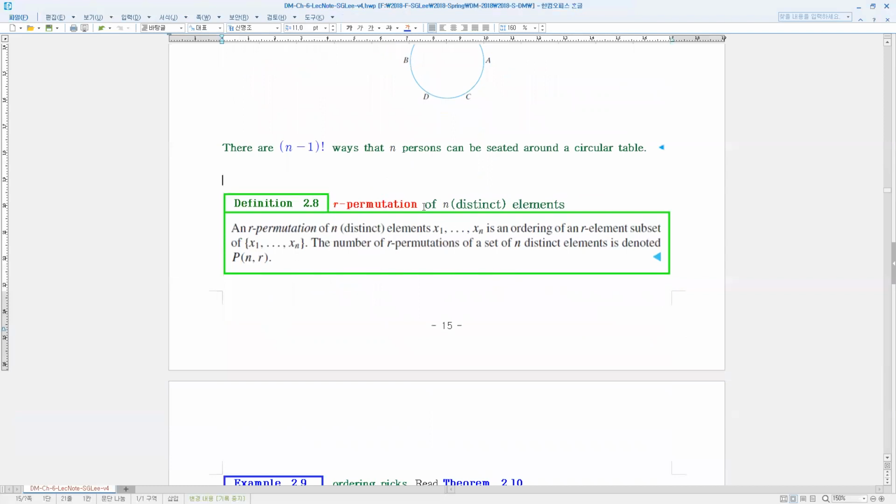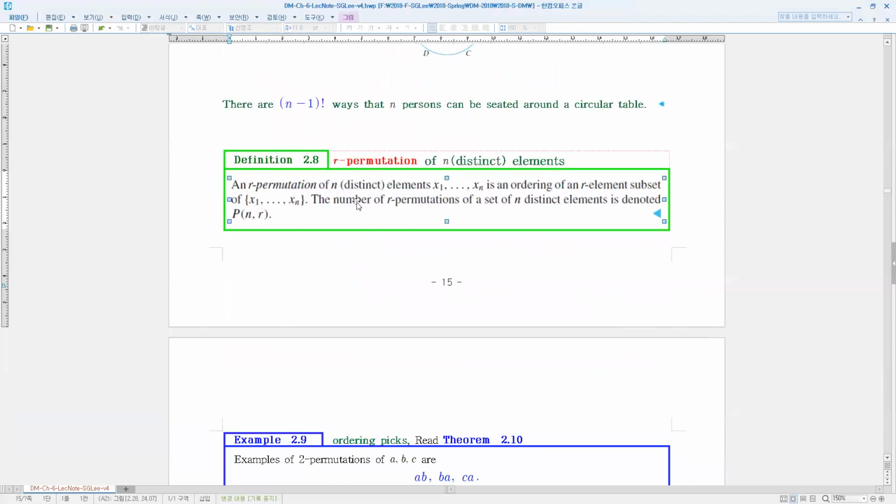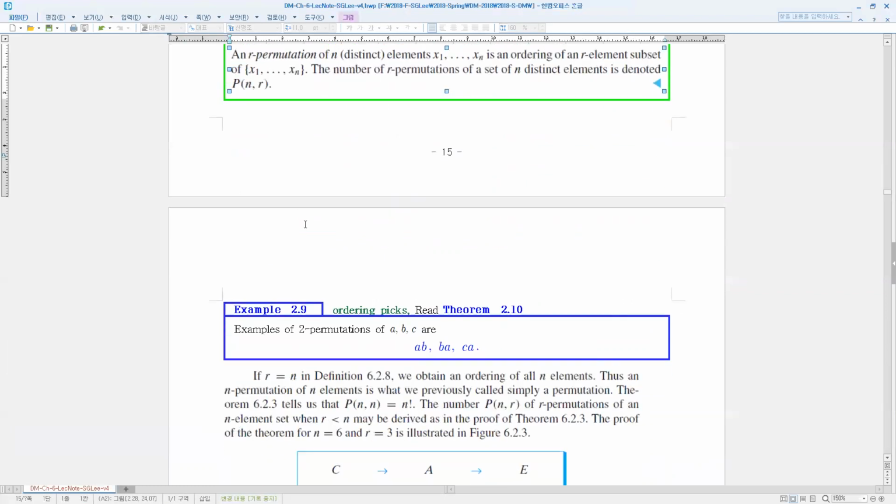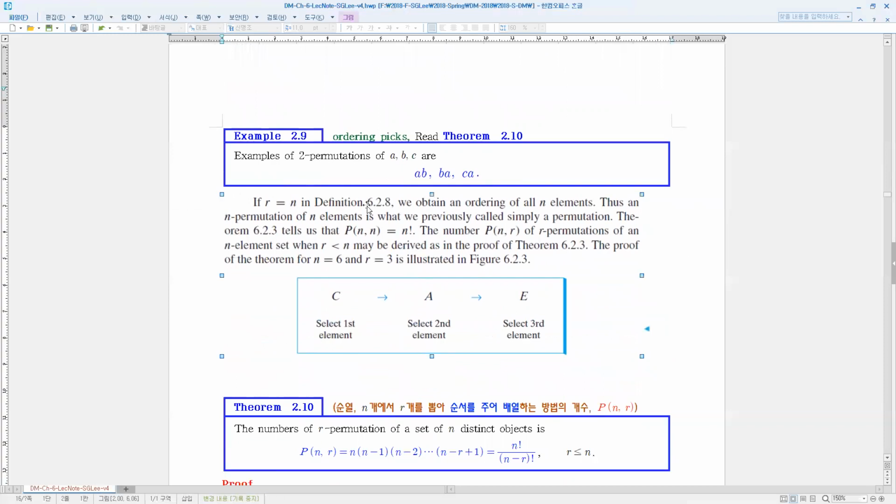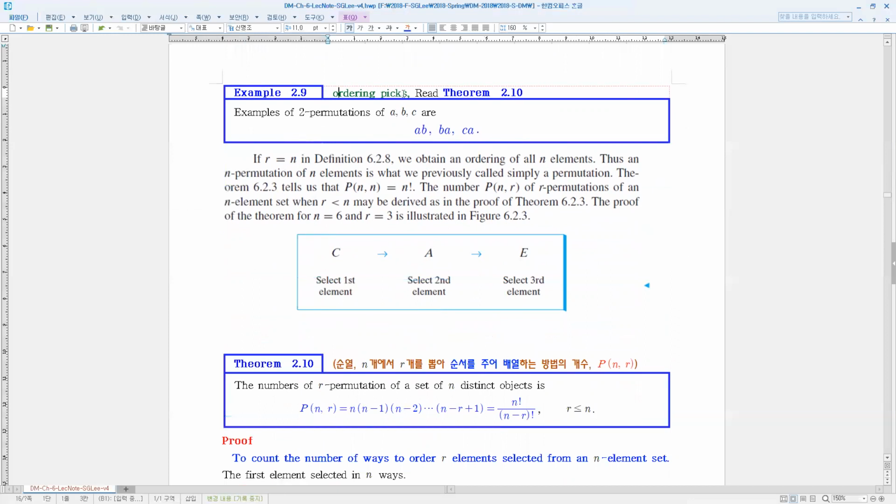Next, R permutations of n distinct elements. An R permutation of n distinct elements xi's is an ordering of an R element subset of xi's. So the number of R permutations of a set of n distinct elements is denoted by P of n and R. We write it in that way. Think about the next example, 2.9. Ordering picks, then theorem 2.10.